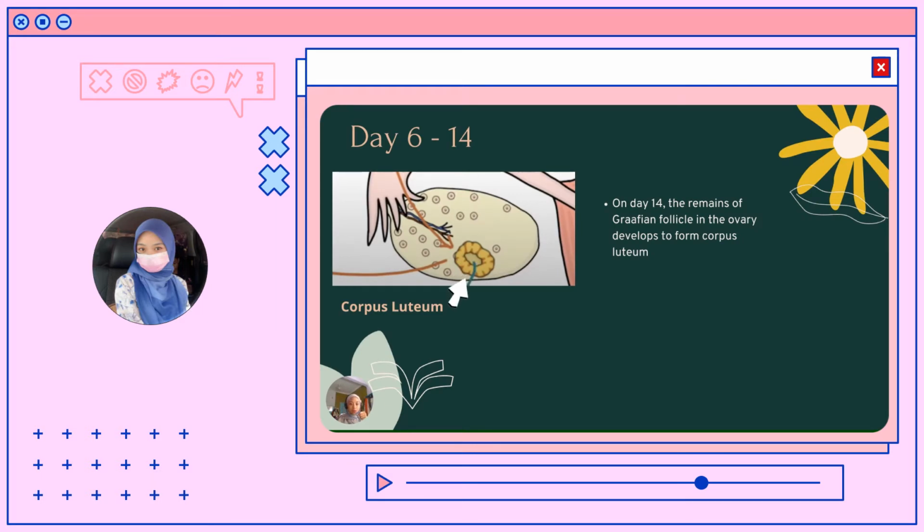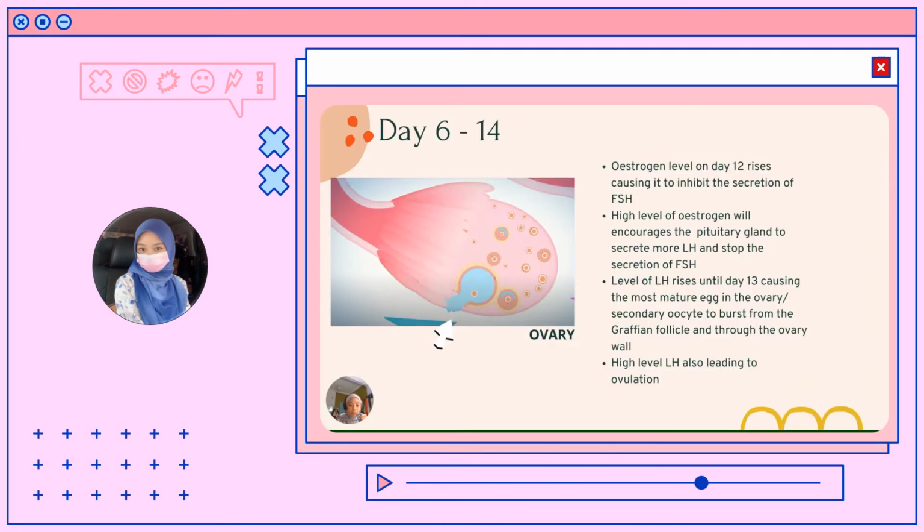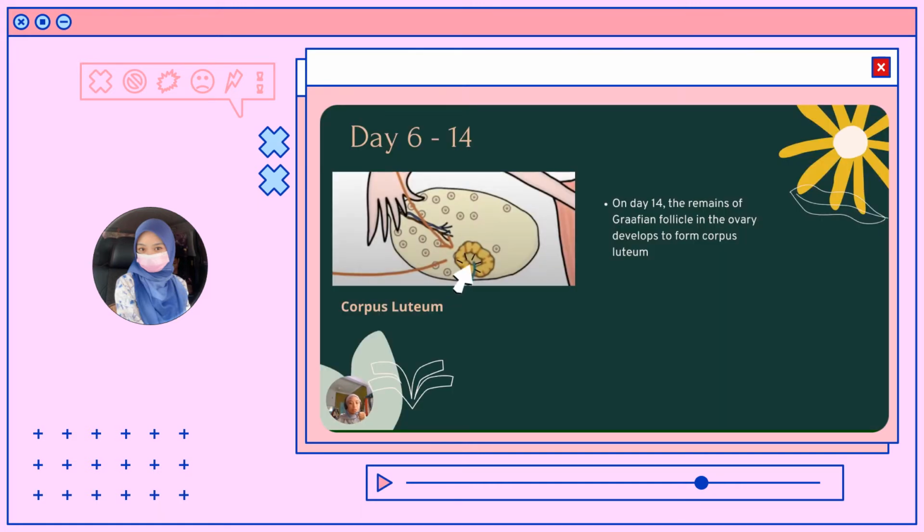On day 6 until 14 also, look at the remains of the Graafian follicle. The secondary oocyte is already released from the Graafian follicle and through the ovary wall, right? So the Graafian follicle will then have nothing inside it. The Graafian follicle in the ovary will develop to form the corpus luteum. Here, the reaction will occur, releasing the progesterone hormone. That's all from me. Thank you.